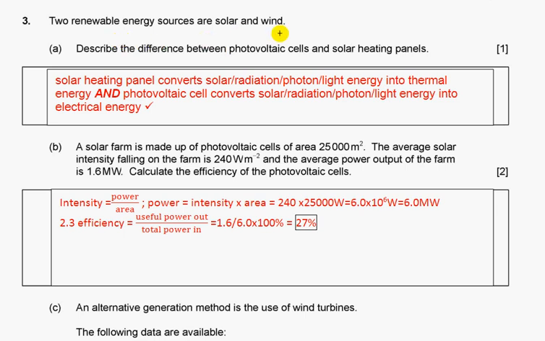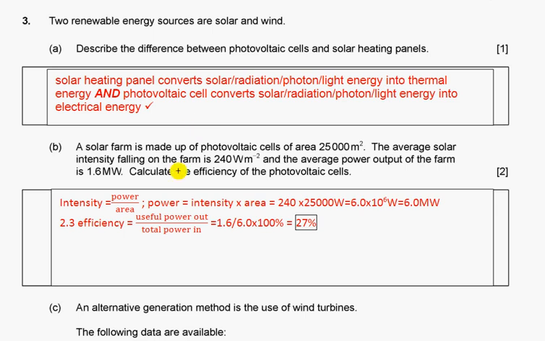Describe the difference between photovoltaic cells and solar heating panels. Solar heating panels convert solar energy into thermal energy, and photovoltaic cells convert solar energy directly into electrical energy. A solar farm is made of photovoltaic cells of a given area. The average solar intensity falling on the farm is given, and the average power output of the farm is given. Calculate the efficiency of the photovoltaic cells.